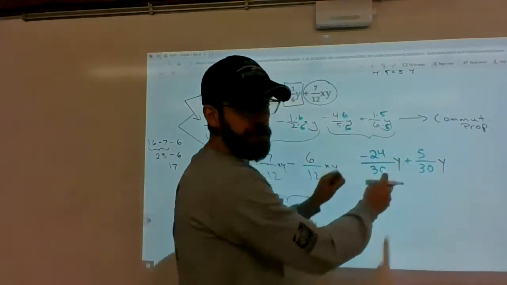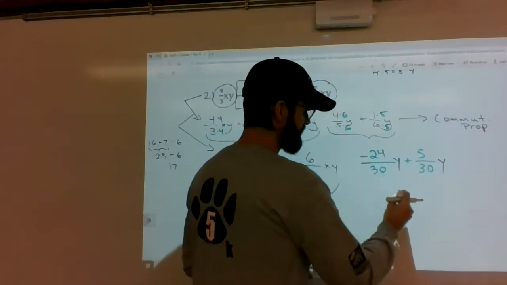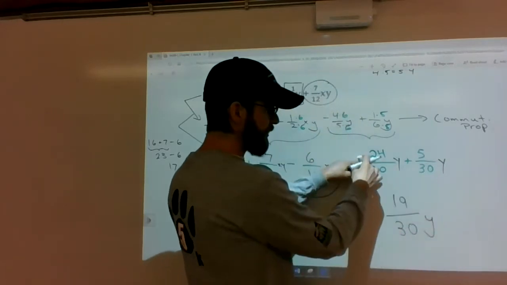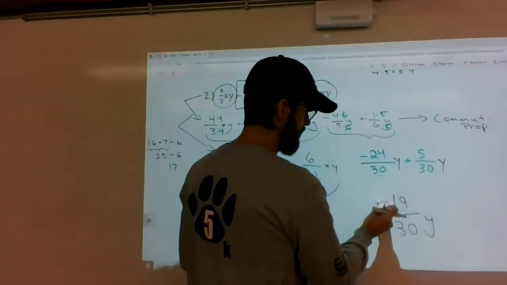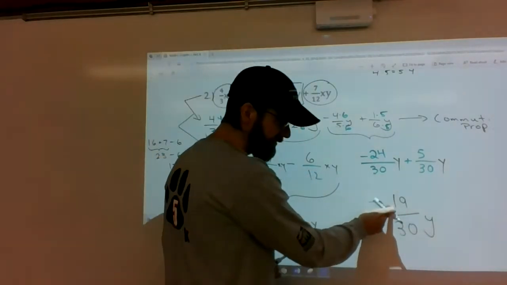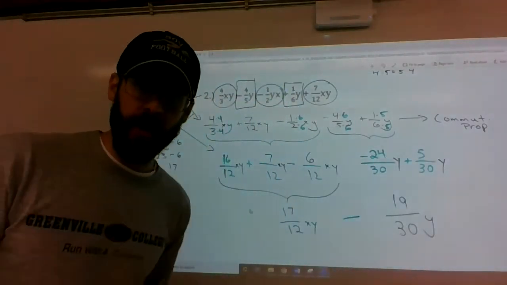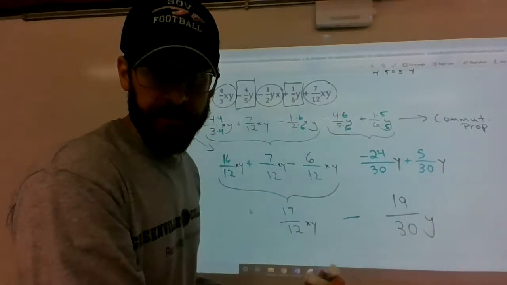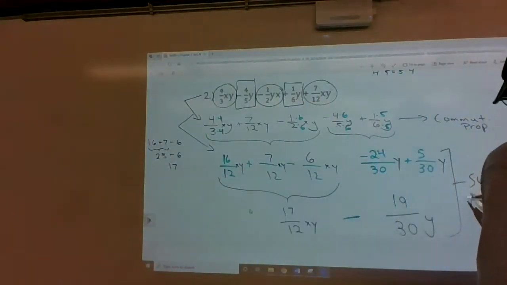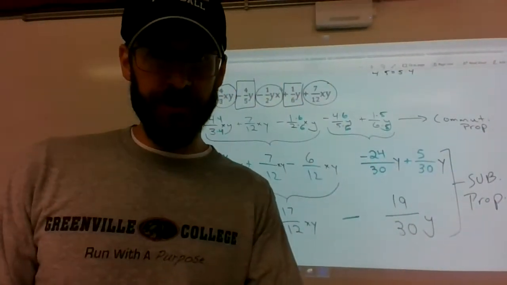Opposite signs subtract. So you're taking 24 minus 5, which is 19 over 30y. And then since the bigger number is negative, when you did that, it's got to be a minus. So I'm going to take this negative of the 19 and call it subtraction between the two. You can do that. And this whole thing was substitution. All right, so that's what number 2 should look like.